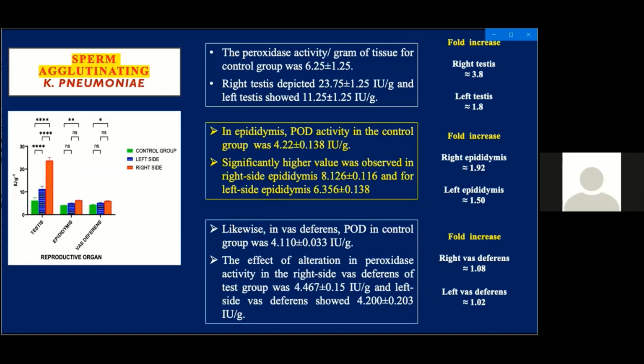In case of Klebsiella pneumoniae administered mice also, when we checked the POD level, again the pattern was the same. It was higher on the right side of the organs as compared to the left side of the organs, and more in case of testes as compared to epididymis and vas deferens. So from all these results, we can say the POD activity was also more on the right side of the organs as compared to the left side, and the level was more in the testes as compared to the epididymis and vas deferens.